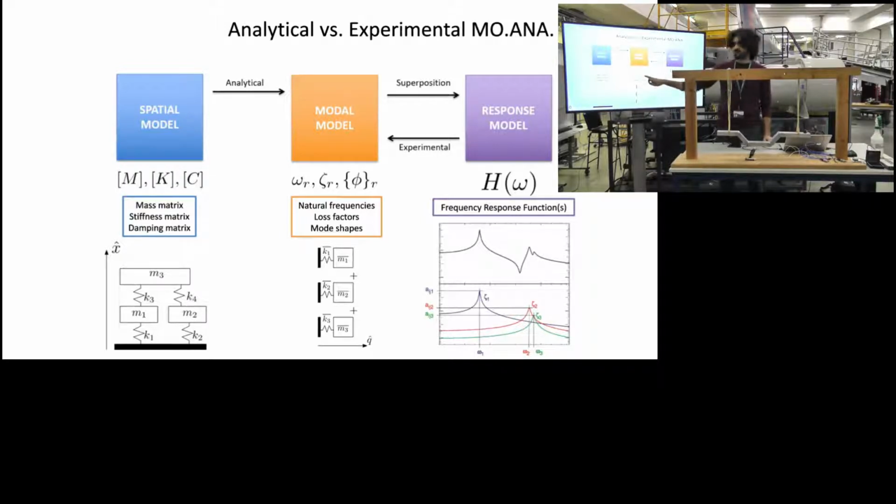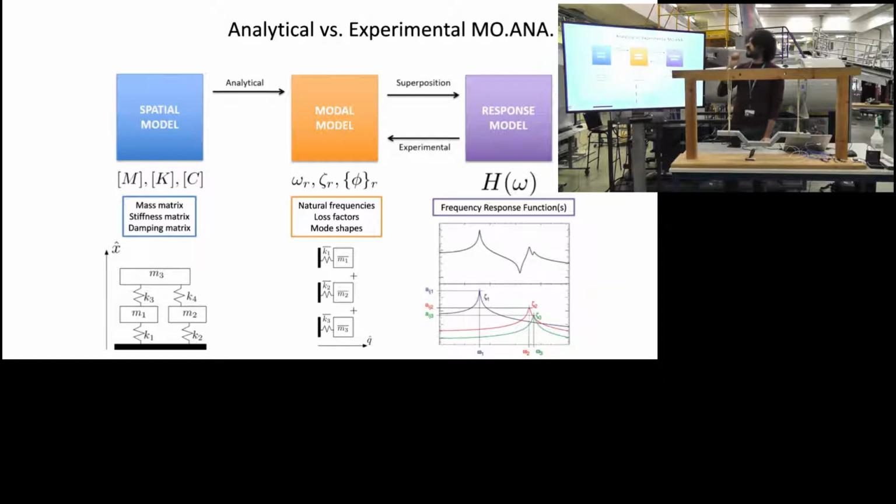Now, each natural frequency represents the natural frequency of vibration of a single degree of freedom system. In this case, we have three masses, so there are three corresponding natural frequencies, three corresponding damping ratios, and also three amplitudes for these three masses that vibrate.